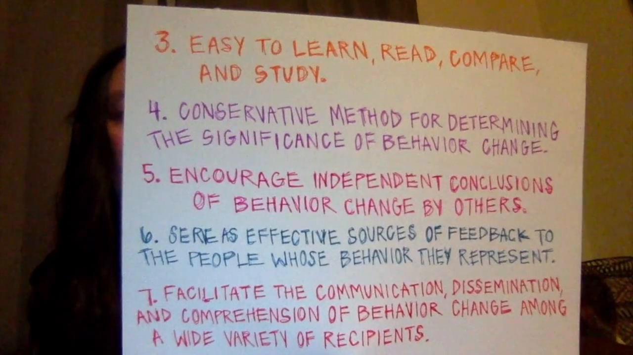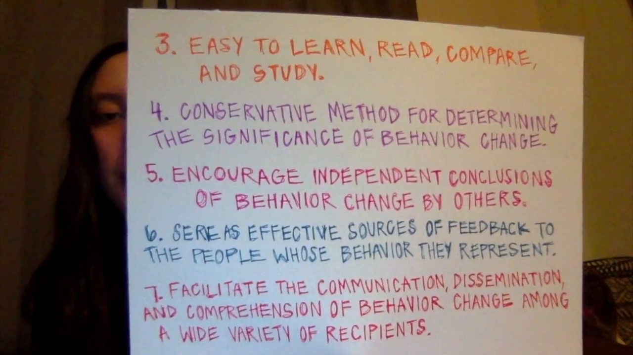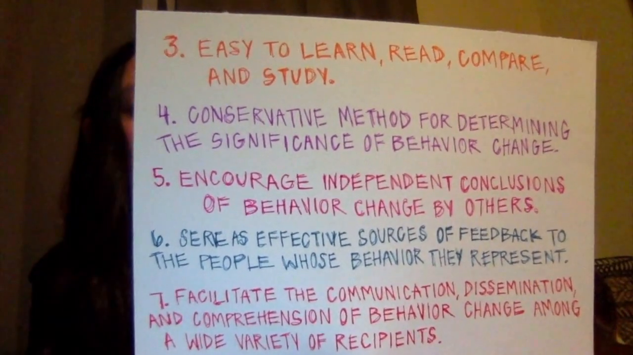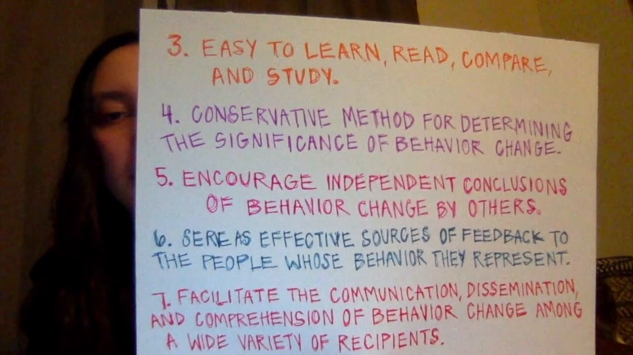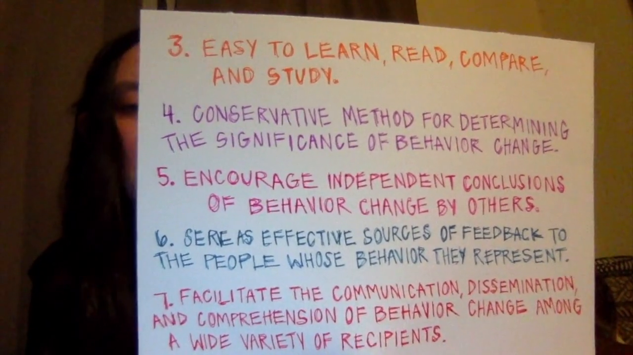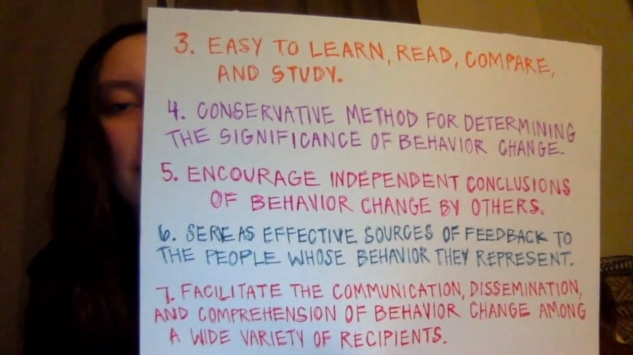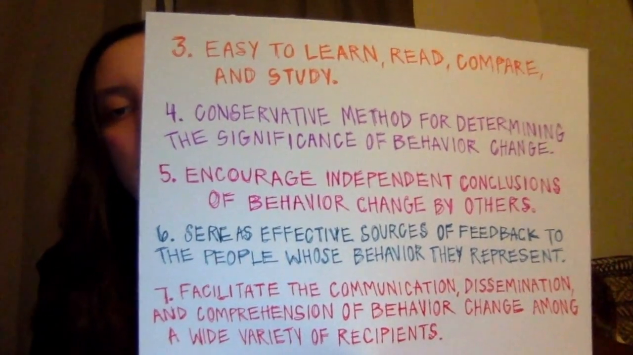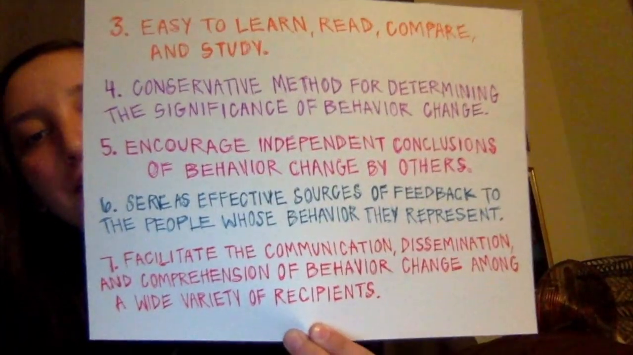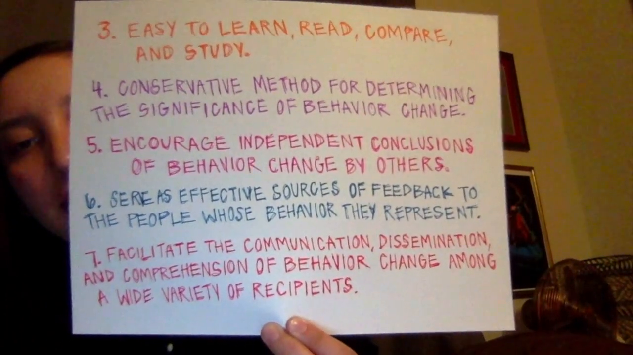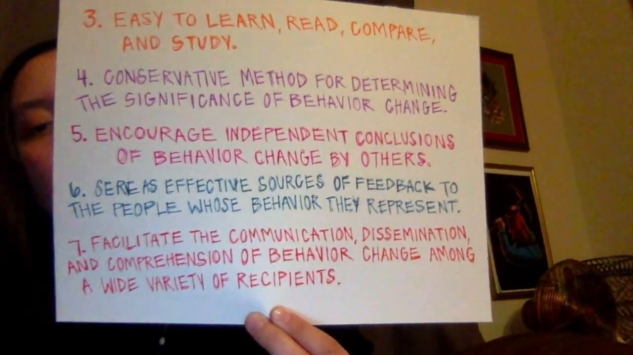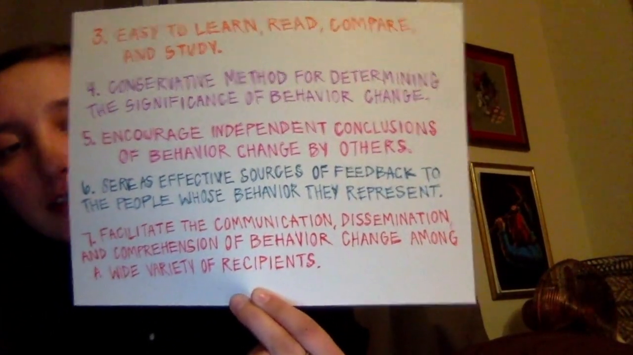Number 4, visual analysis is a conservative method for determining the significance of behavior change. Number 5, graphs encourage independent conclusions of the implication and importance of behavior change by others. Number 6, they can also serve as effective sources of feedback to the people whose behavior they represent. And number 7, graphs facilitate communication, dissemination, and comprehension of behavior change among a wide variety of recipients.